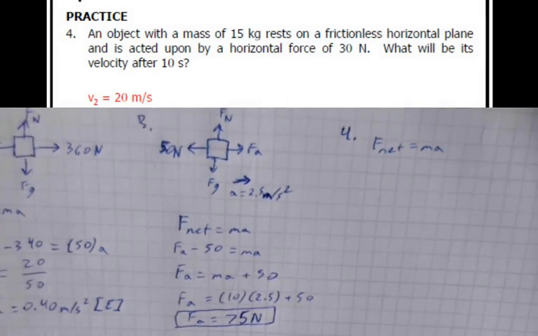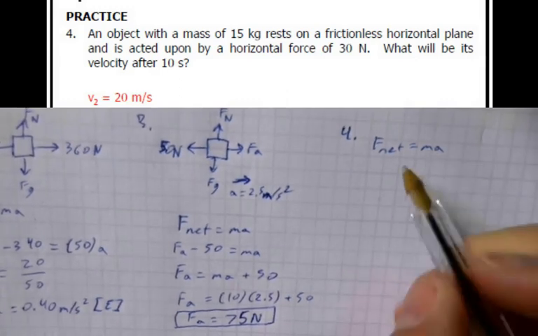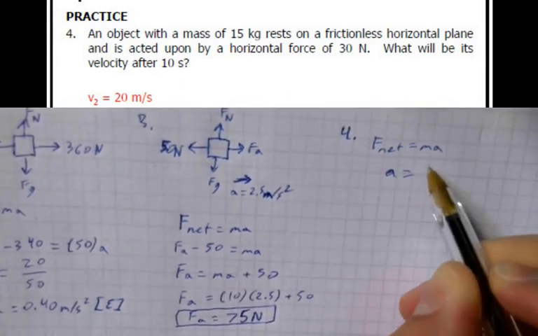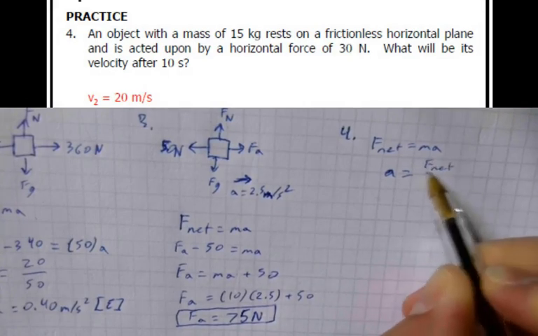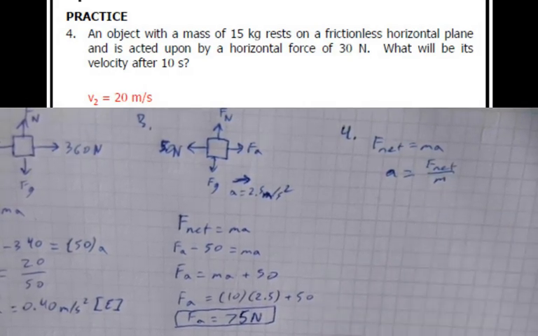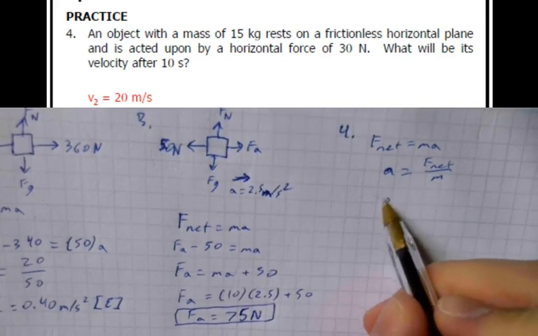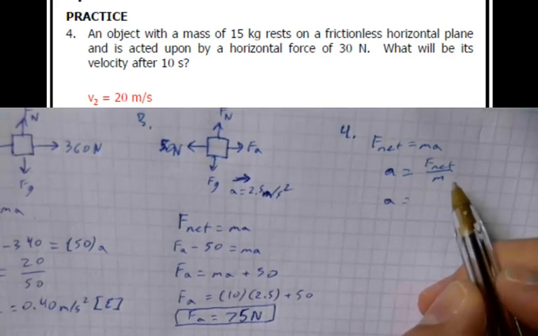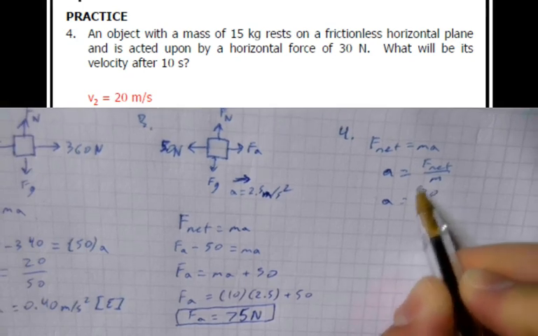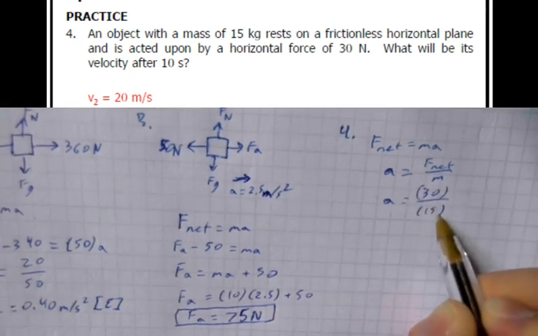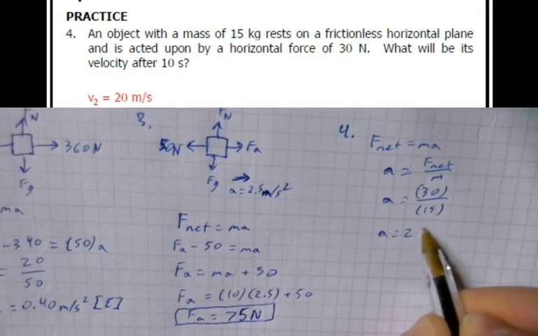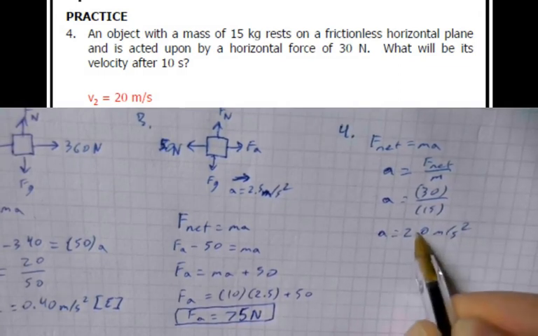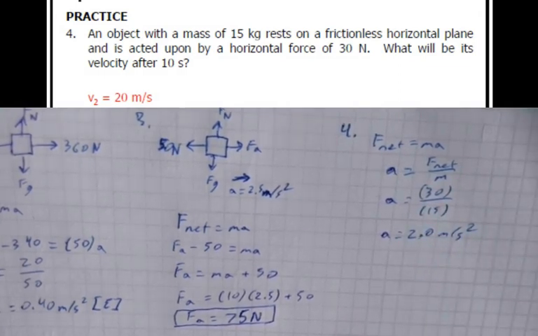We would need to find acceleration in this case. So A equals F net over M. And A would be, F net is 30 over 15. So 2.0 meters per second squared. But we're not asked to find that. We're asked to find the velocity after 10 seconds. So we're looking for a VF.